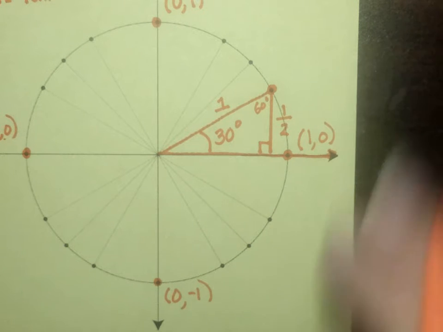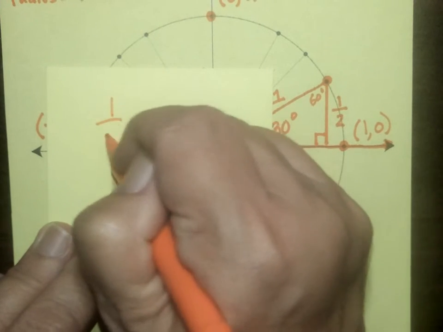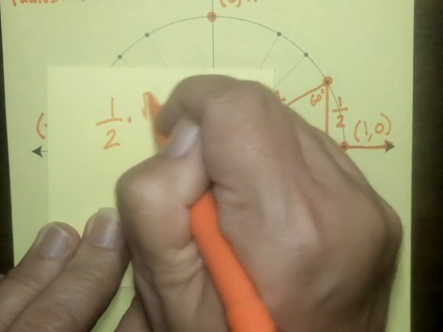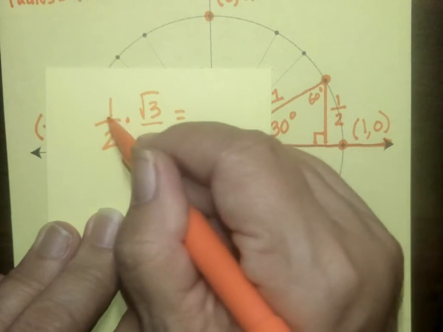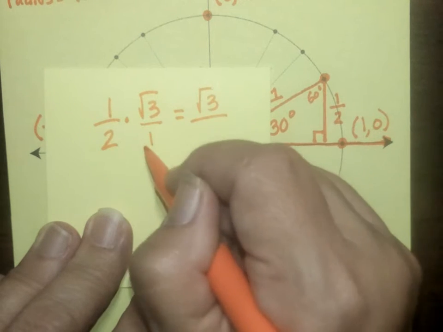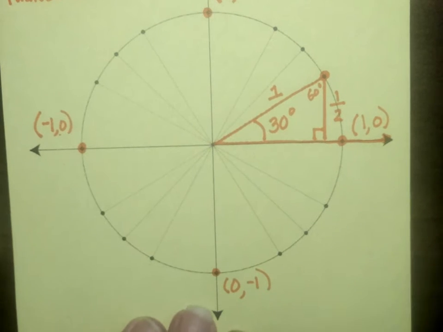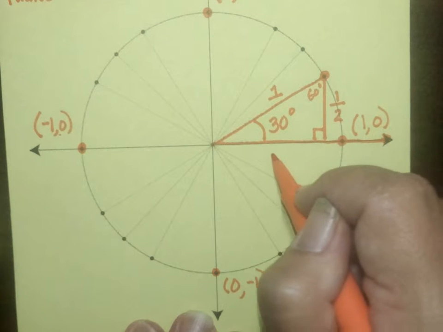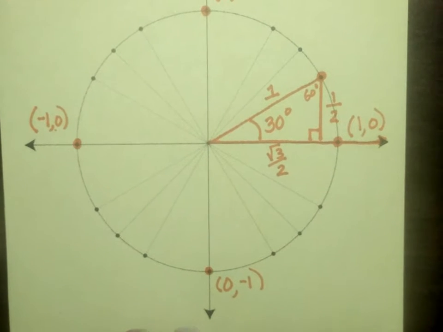I don't want to put too much on this and make it too crowded, but I'm going to take the short leg, 1/2, and times it by the square root of 3. Remember, if you multiply fractions, you just multiply across: numerator times numerator, square root of 3, denominator times denominator, 2 times 1. That'd be square root of 3 over 2. Everybody sees where that came from? So this distance is square root of 3 over 2. Does that make sense to everybody?